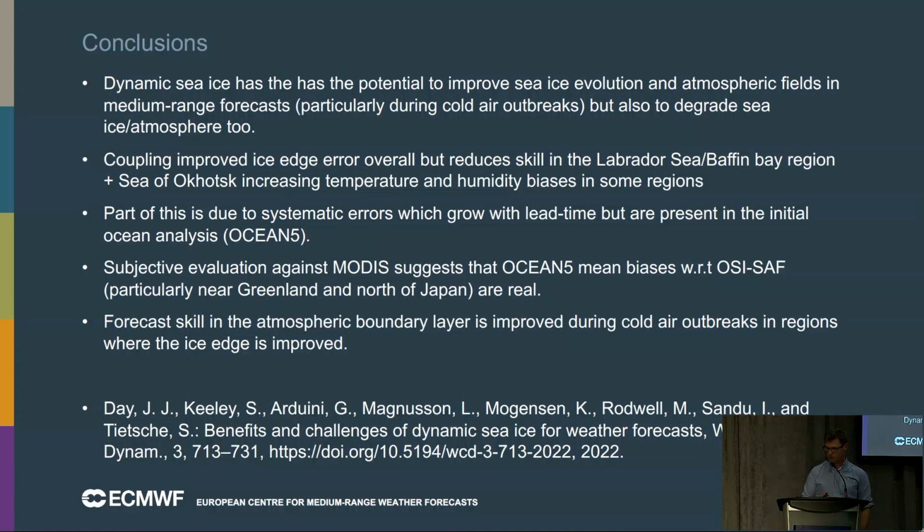Okay, so in terms of conclusions, dynamic sea ice has the potential to improve sea ice evolution and atmospheric fields in the medium range, particularly during cold air outbreaks. But it also has the potential to degrade both the sea ice and the atmosphere too, due to biases or errors that are introduced in the forecast.